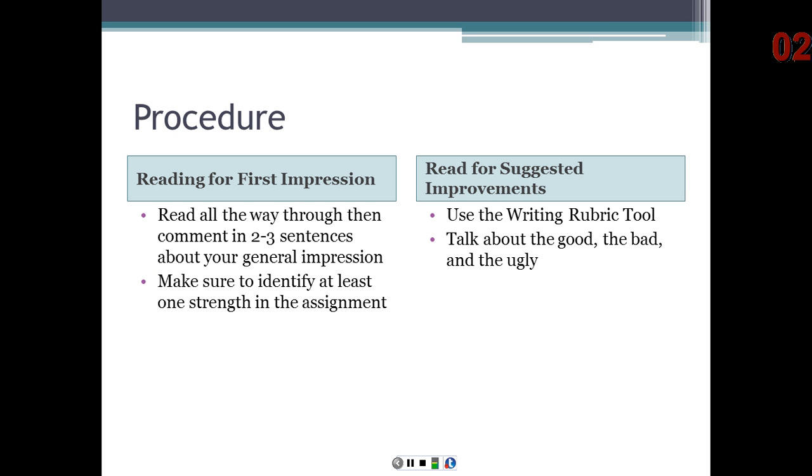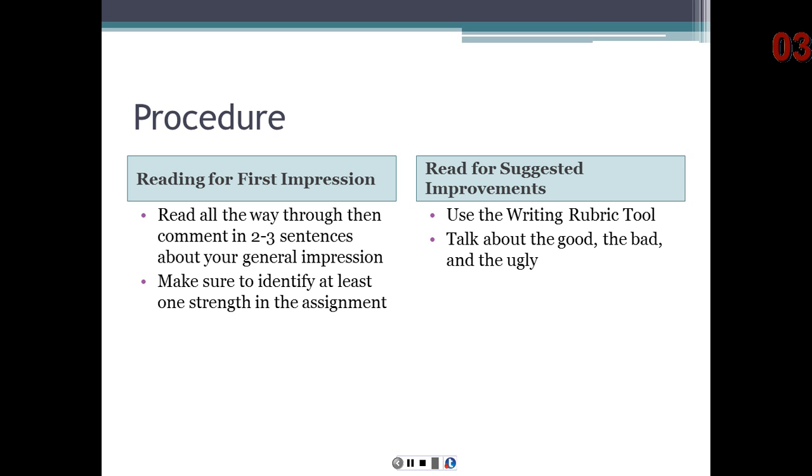The procedure I suggest for you is to read the assignment of your peer for a first impression. Read it all the way through, try to focus on content only, and then comment in just a short 2 or 3 sentences about your general impression of this assignment that they have completed. Make sure that you identify at least one strength of this assignment. There are probably multiple strengths, so also point those out. Remember though, for this first impression, you only have 2 or 3 sentences.